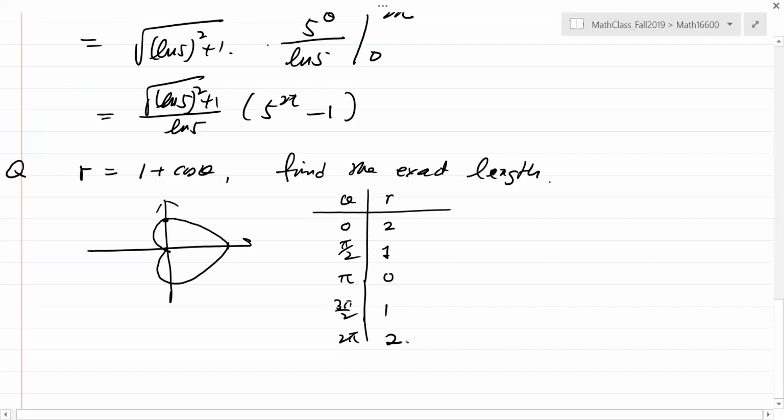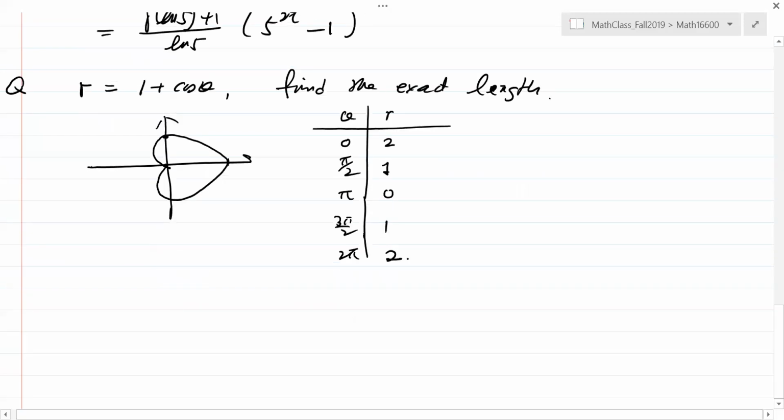On the other hand, r cannot be negative. So 1 plus cosine theta is always nonnegative, and you're not going to plot a point on the other side of the line. All right, so that's it. Let's quickly sketch the graph.